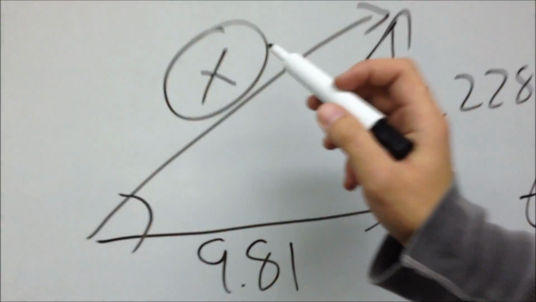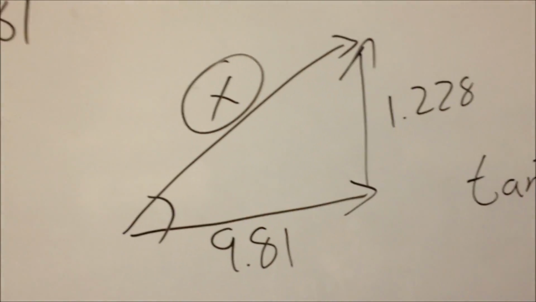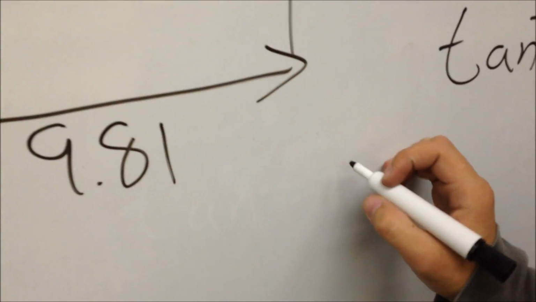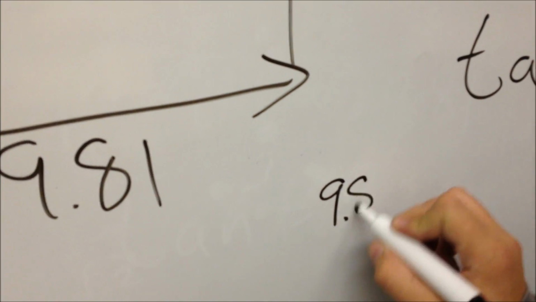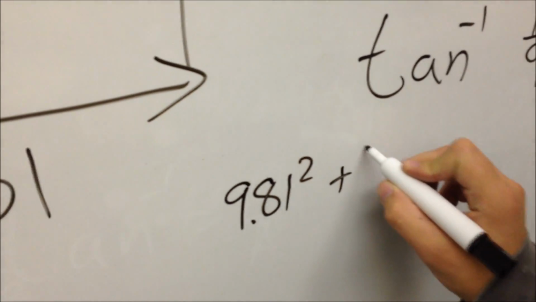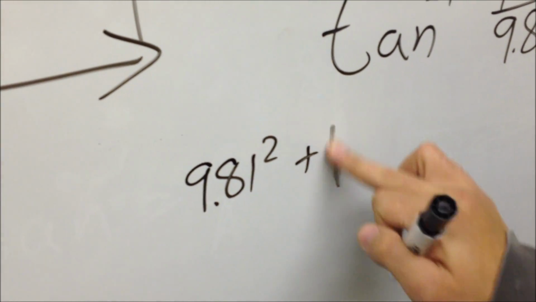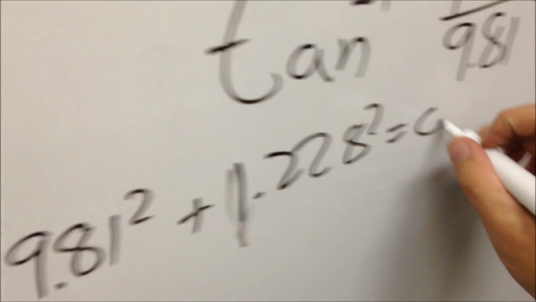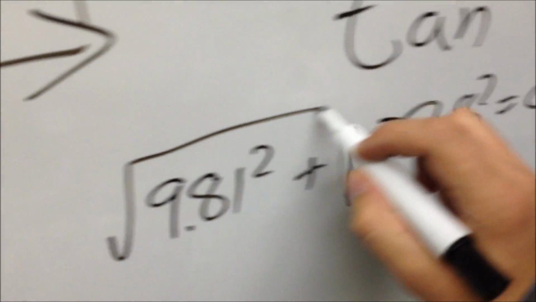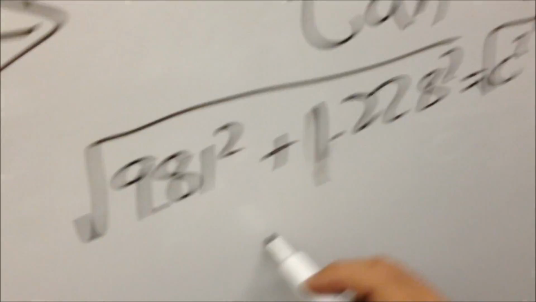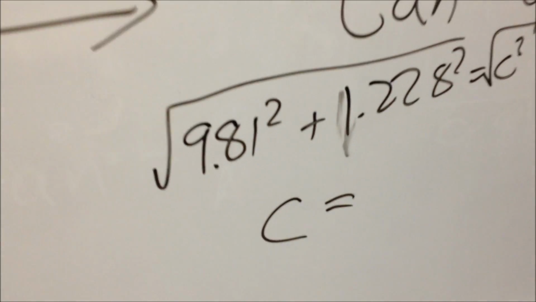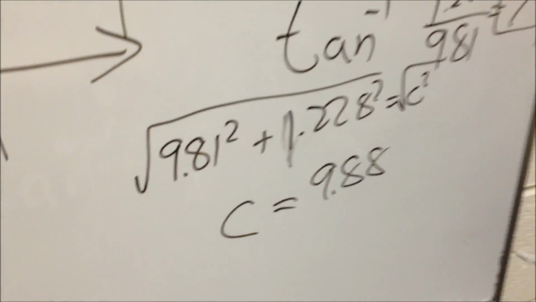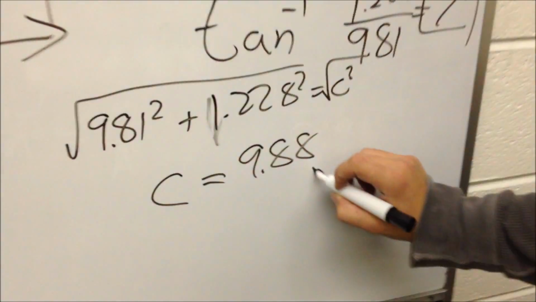And now, to find our hypotenuse, we will use Pythagorean theorem, a squared plus b squared equals c squared. So 9.81 squared plus 1.228 squared is equal to c squared. And once we square root this, c is going to be equal to 9.88.